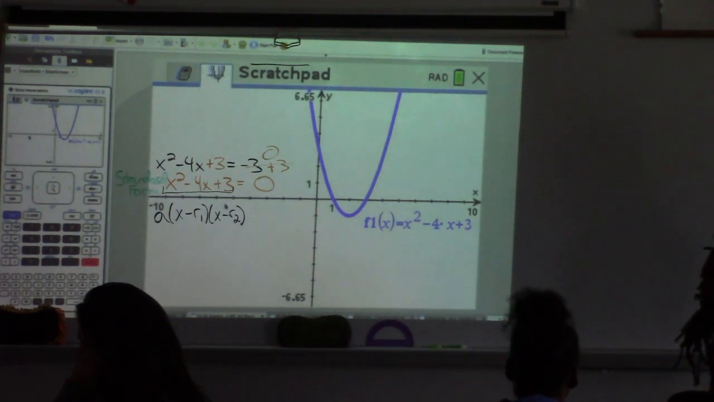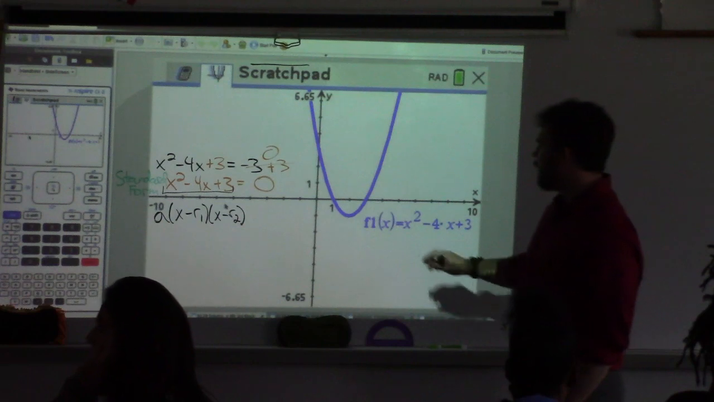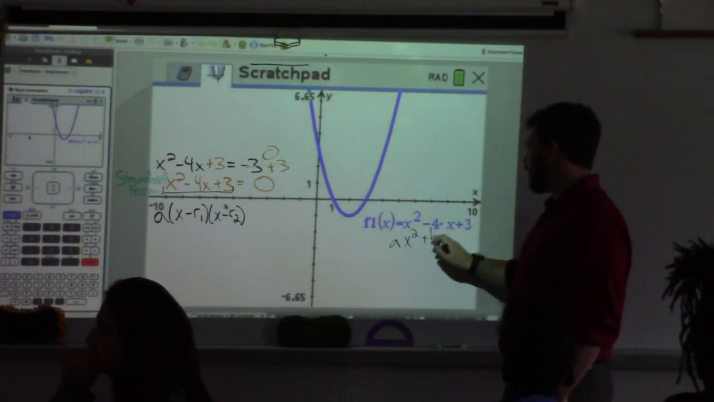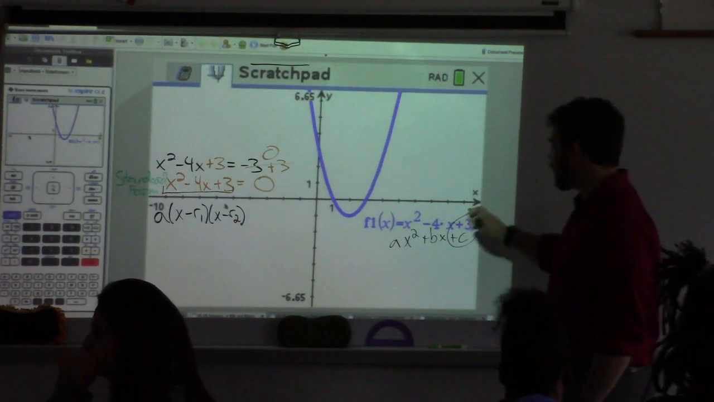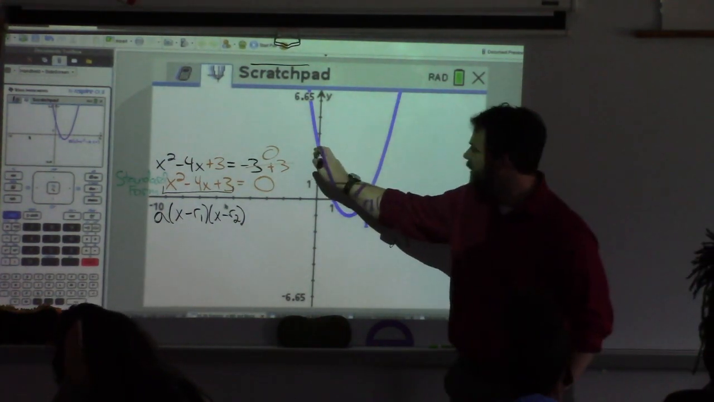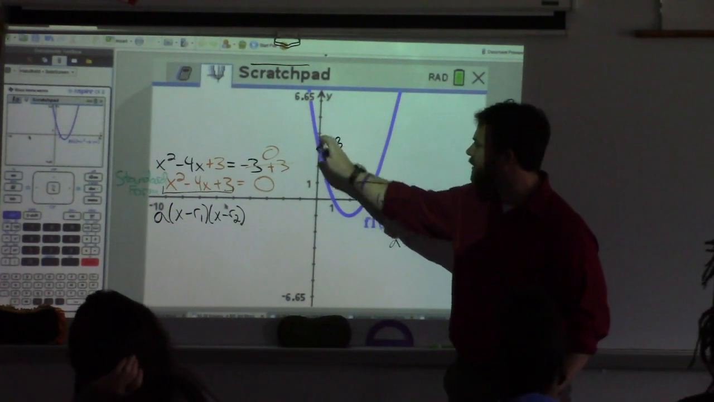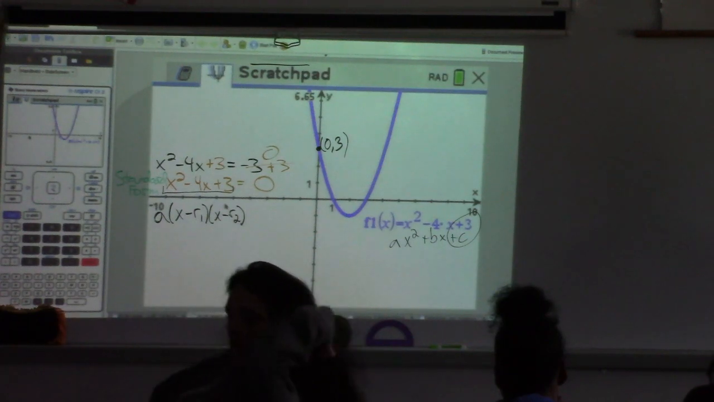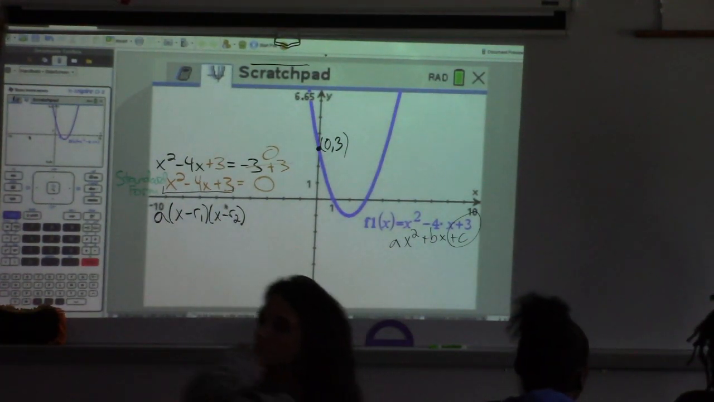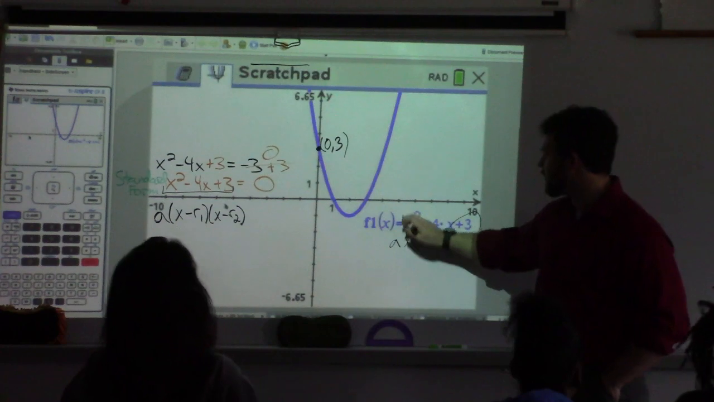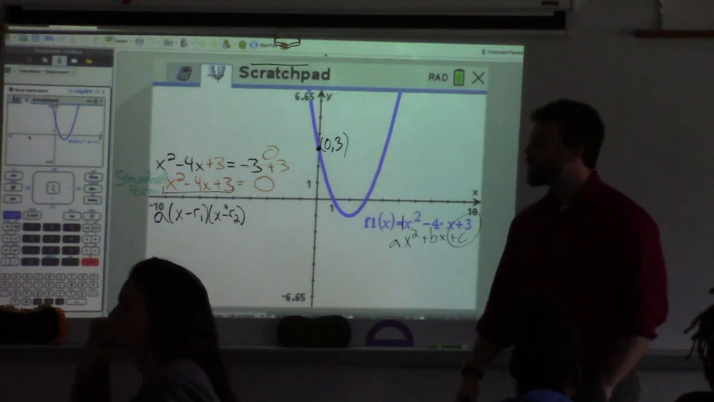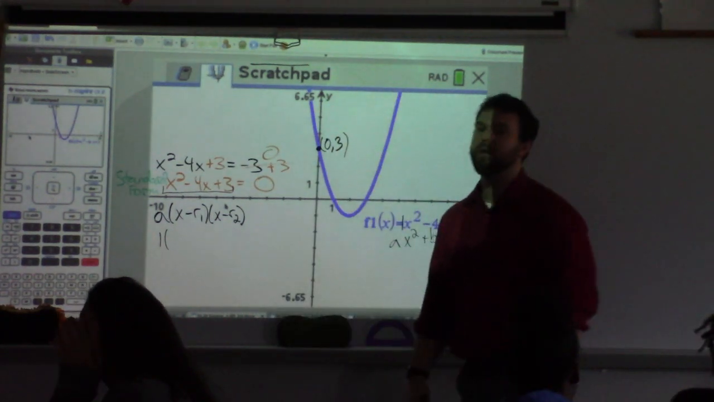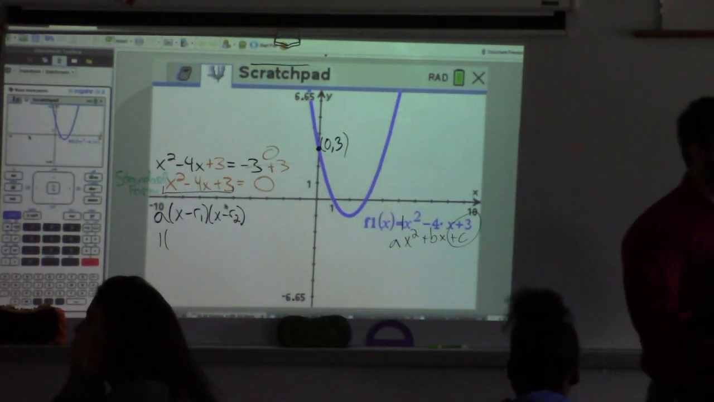Remember, what is the letter that we're talking about? A. And what is the standard equation? Ax squared plus bx plus c. That 3 is my c, my y-intercept. Look, there's my y-intercept of (0, 3). What is A? What do you think it is, Jordan? 1? What's understood to be in front of this x squared? A 1, right? So that A is a 1, which you don't have to write, but it is good to note that A is 1.